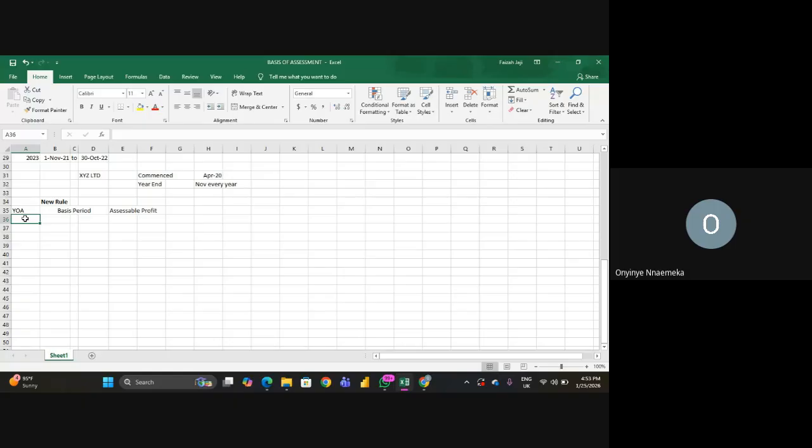So now, the first year of assessment, we have to do our base period first, and the rule says that from the date of commencement to the end of the first accounting year, right? They commence on 1st of April 2020, and the first accounting year end is going to be 30 November that same 2020, because we still have November in 2020 and we cannot skip it, right?